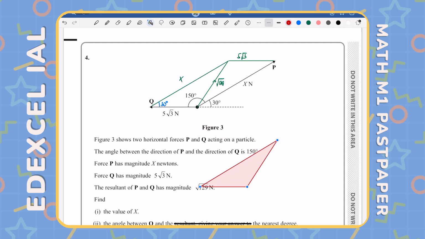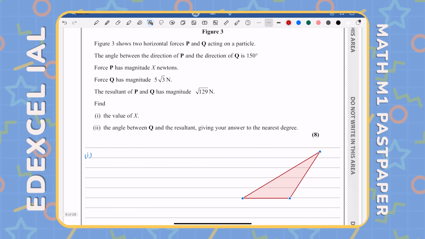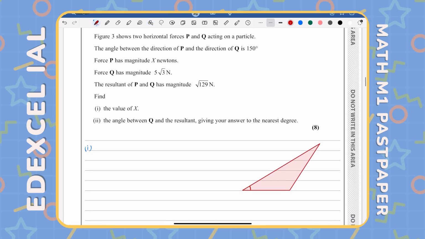So let's take this triangle, let's drag it here, and now we have an angle which is 30 degrees. The length opposite to this angle is equal to root 129 as given in the question, and this is 5 root 3, and this is equal to x as given in the question. Now what can we use here? Well, we don't have three sides, we have two sides, and thankfully we have the angle opposite to the third side. So that means we can use the cosine rule over here.